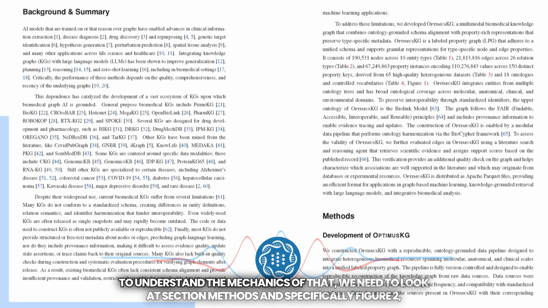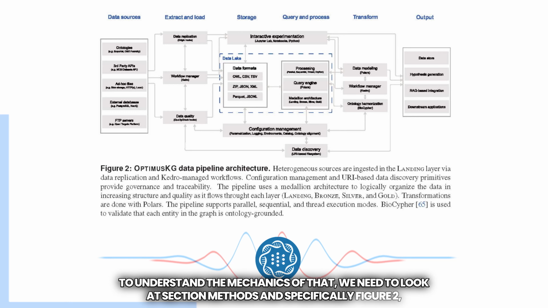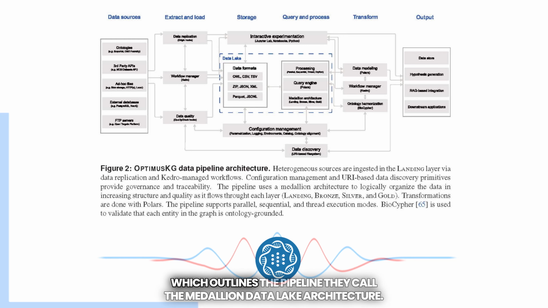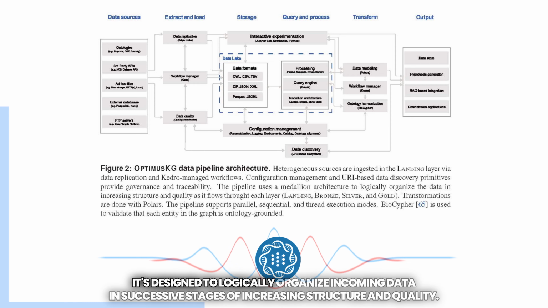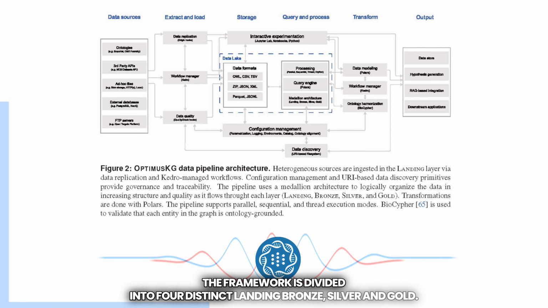To understand the mechanics of that, we need to look at the methods section, and specifically Figure 2, which outlines the pipeline they call the medallion data lake architecture. The medallion architecture is essentially the engine of OptimusKG. It's designed to logically organize incoming data in successive stages of increasing structure and quality. The framework is divided into 4 distinct layers: landing, bronze, silver, and gold.